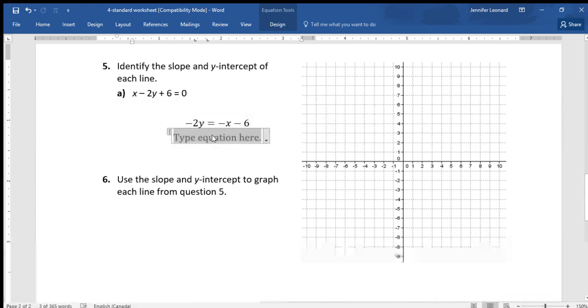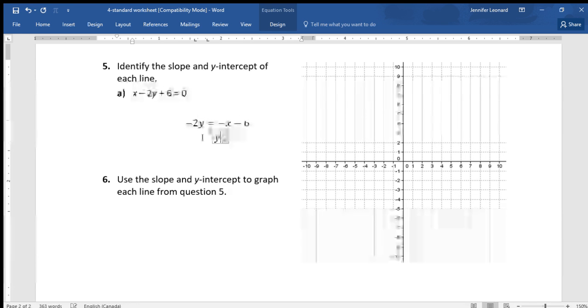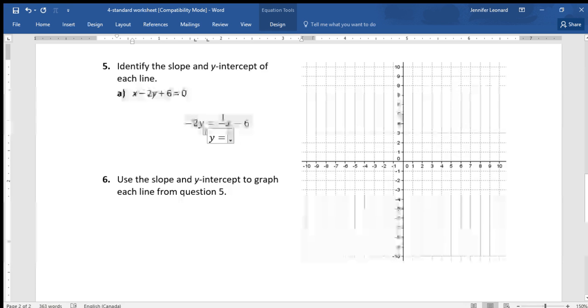Now, for us to have something in y equals mx plus b form, it has to be just y. Okay, so that means we want to divide everything by 2. So what we're left with, oh, you know what? Let's divide by negative 2, so we get rid of that as well. So when I do negative x, that's like negative 1x. So we get negative 1 over negative 2x.